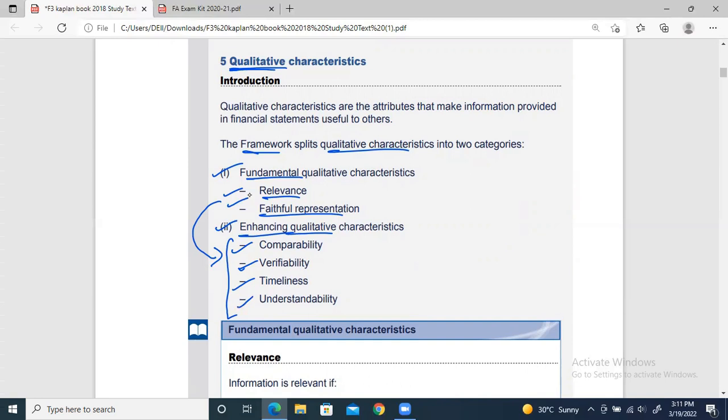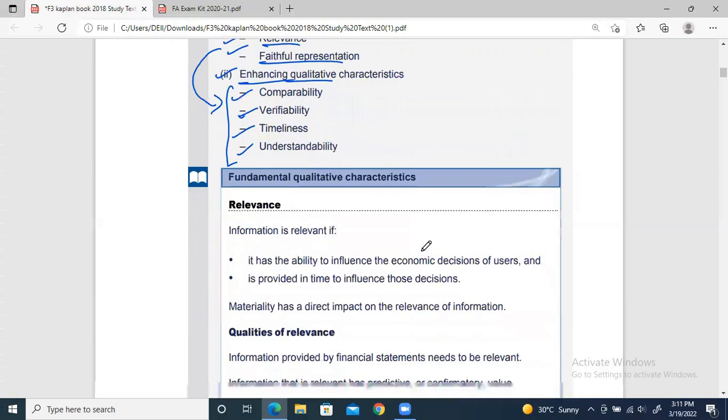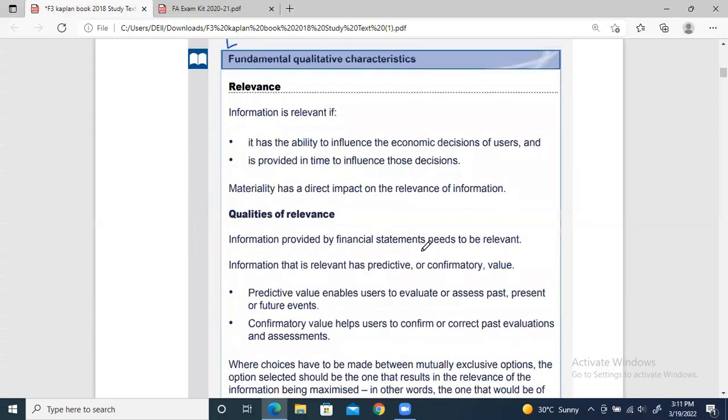From the word we'll understand, right? If we read the word, we'll clearly understand what this means. Okay, so firstly, talking about relevance, right? Let's talk about relevant. Information is relevant if it has the ability to influence economic decisions of users, and it is provided in time to influence those decisions. So that means information should be relevant.